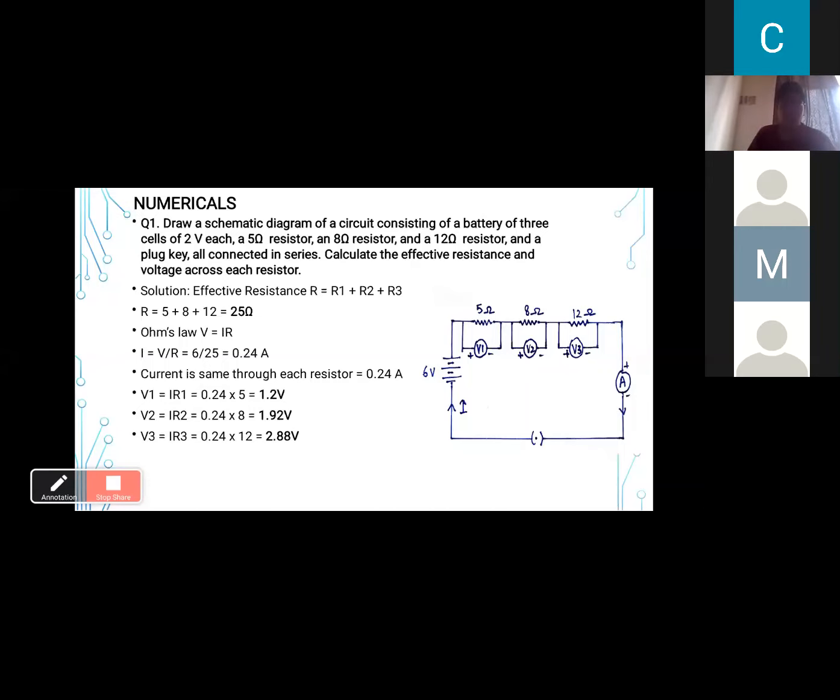In series, the current is same. Can you see current being divided in any of the branches? No. In series, the same current is going through 5, 8, and 12. So current is same in series. Voltage is different. And opposite is in parallel.